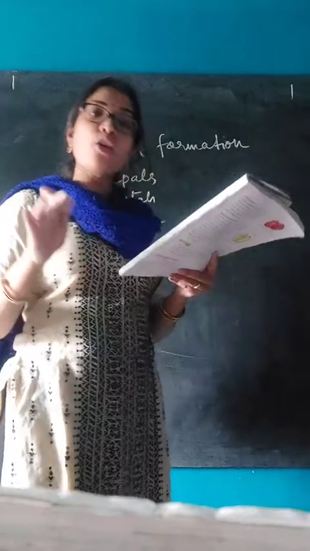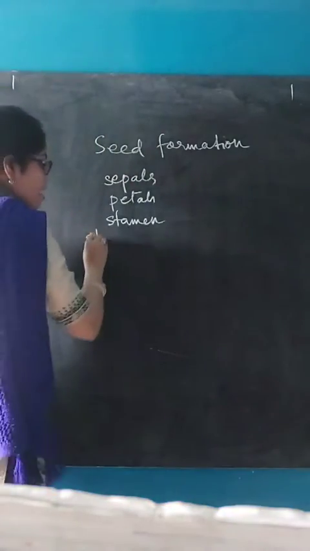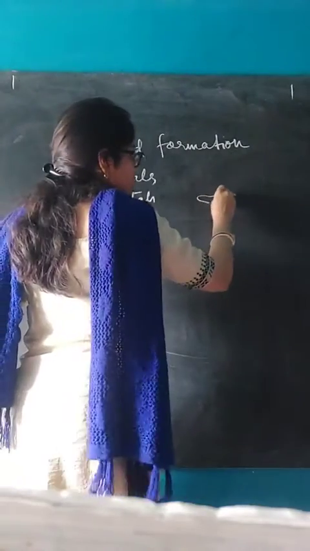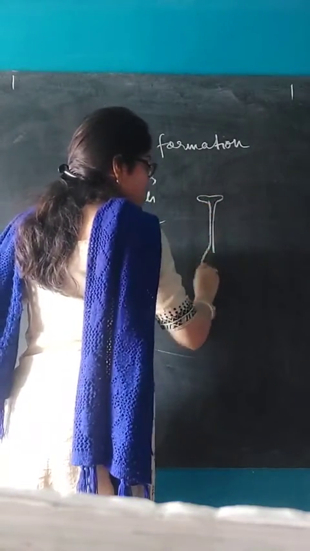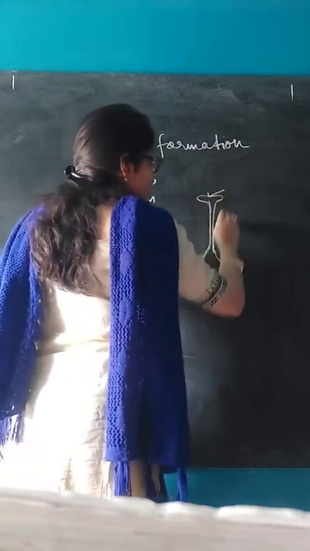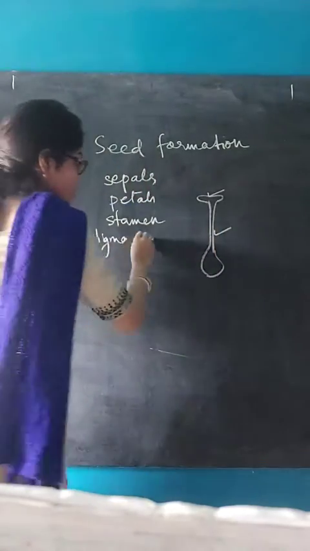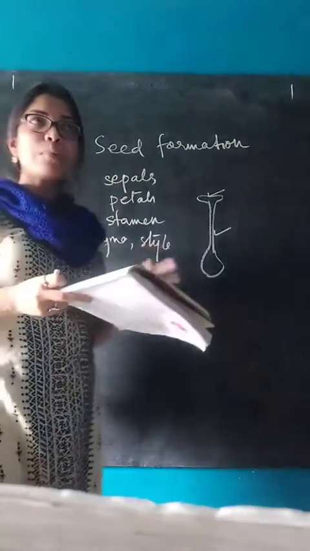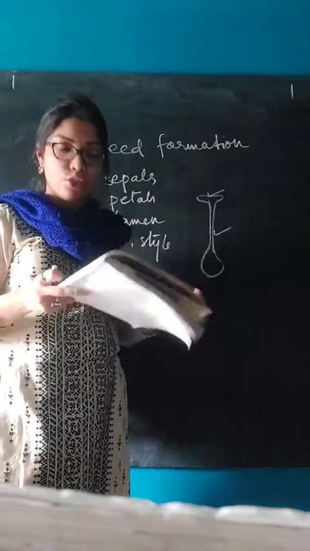The stigma and style also wither away. Stigma and style, these are the first two parts. This is the stigma and the style, and this is the ovary. So this part and this part also wither away. Stigma and style, they also wither away. Wither means slowly get destroyed.